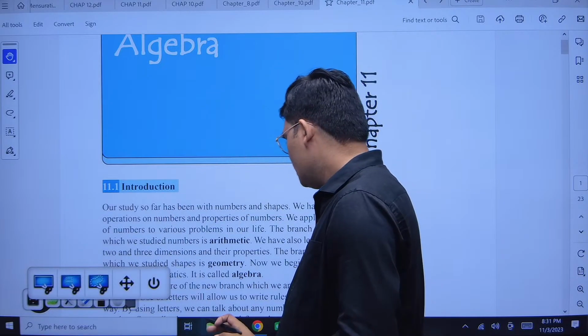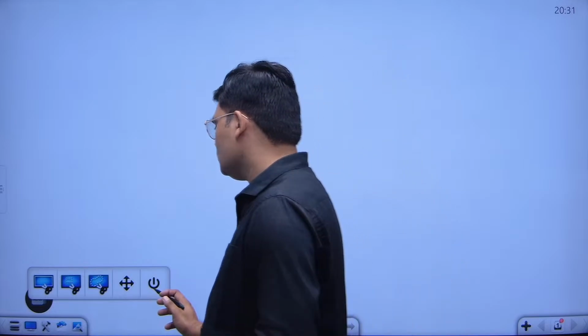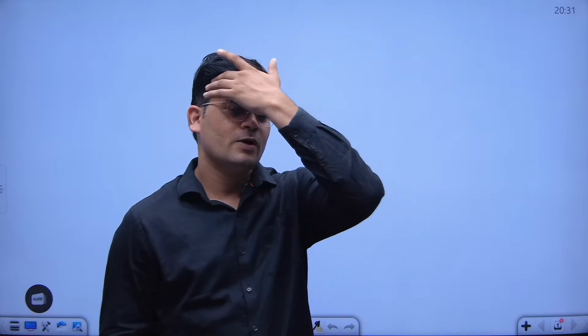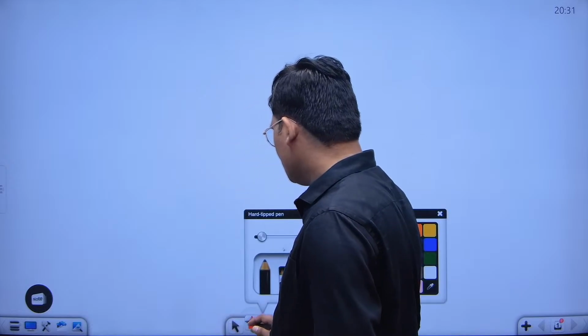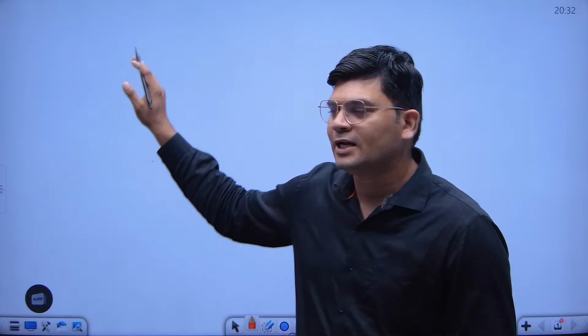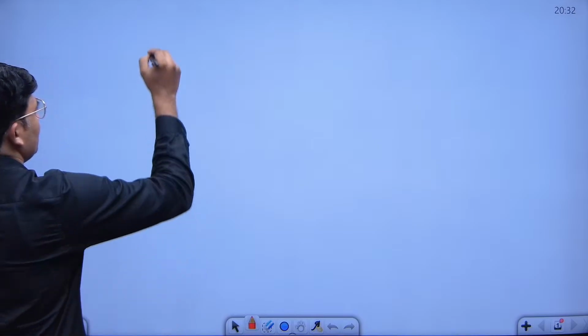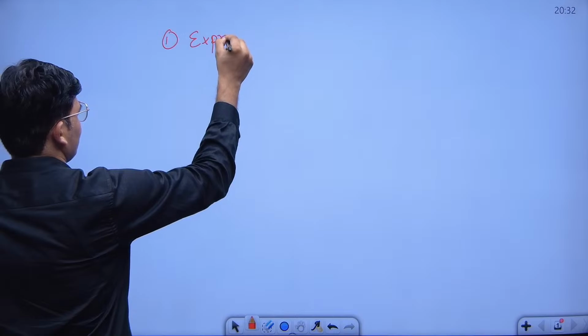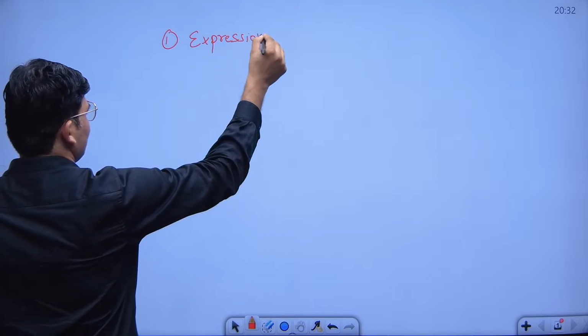So first of all, before going further, I would like to make you understand the basics of algebra. Why is algebra required and what are the basics of algebra? Suppose I ask you to think of any number of your choice. Since I am going to represent that number, I am going to express it, and that is known as an expression.